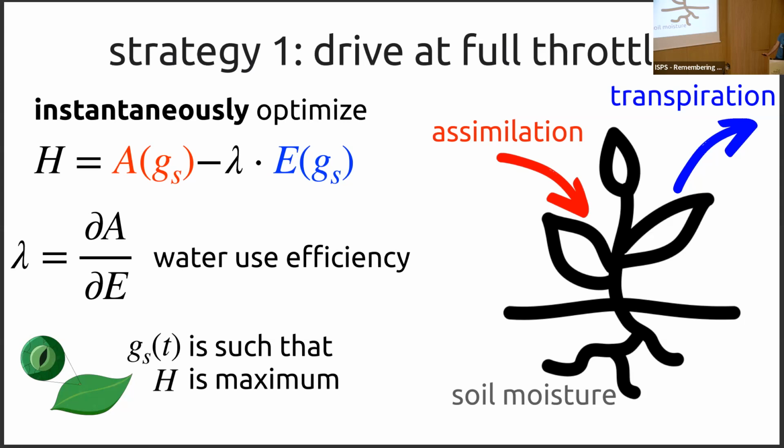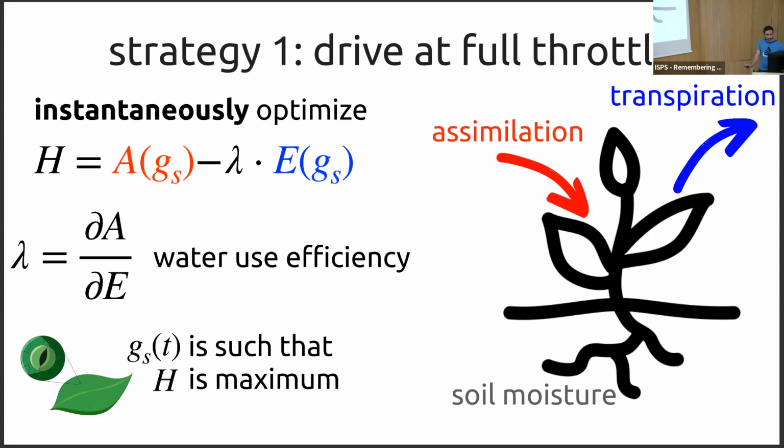And so whenever I optimize this H thing here, then the plant will be doing its thing. We have a lambda, which is the relative price of water in carbon units. So that's the water use efficiency. And the control is the stomatal opening, stomatal conductance, is the control. So what the plant actually does is change that.